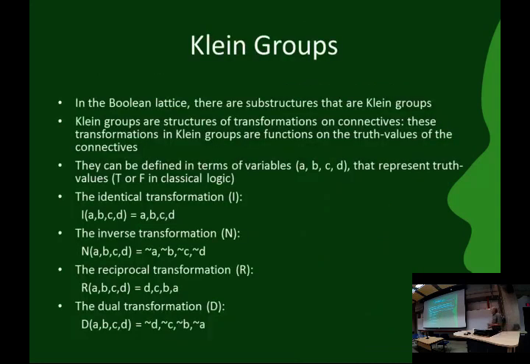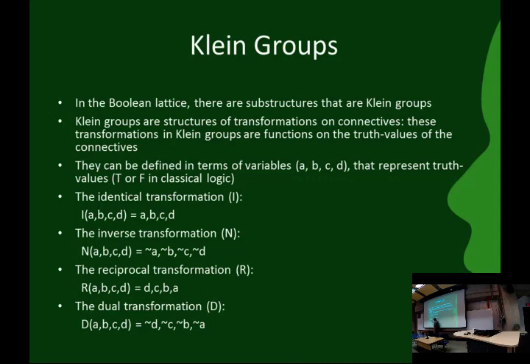Okay, I explained last Tuesday what a Klein group is. It's a structure such that there are transformations that can be made within logic, and an identical transformation is to take, for example, if P then Q, and to keep it the same way, to stay at the same place. So A, B, C, and D are variables for truth values. If you add the truth values, for example, true for A, true for B, true for C, and false for D, true, true, true, false, the identical gives true, true, true, false.